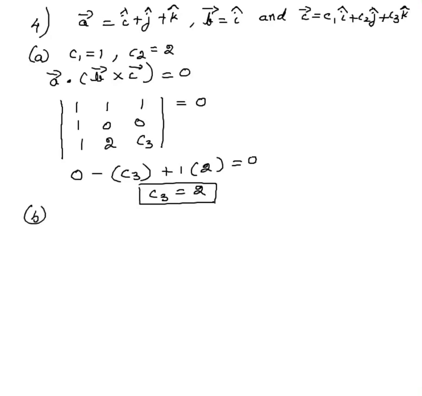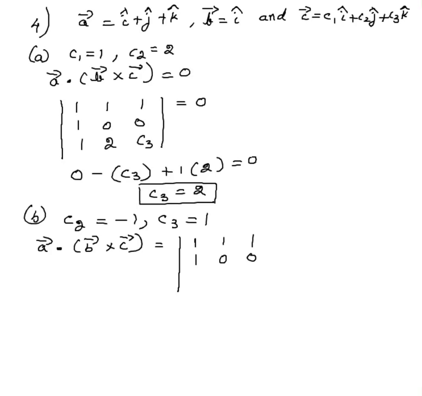In the second subdivision, C2 is given as minus 1 and C3 is given as 1. Show that no value of C1 can make vector A, vector B, vector C coplanar. Let's find A dot B cross C, which is equal to the determinant A's components 1 1 1, B's components 1 0 0, and C's components C1 we have to find, C2 is given as minus 1 and C3 is 1.